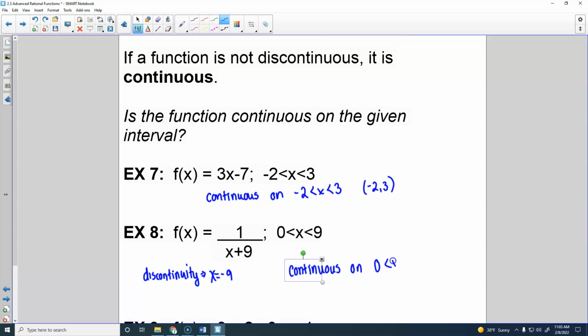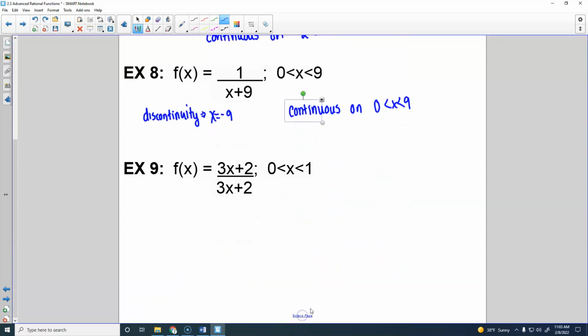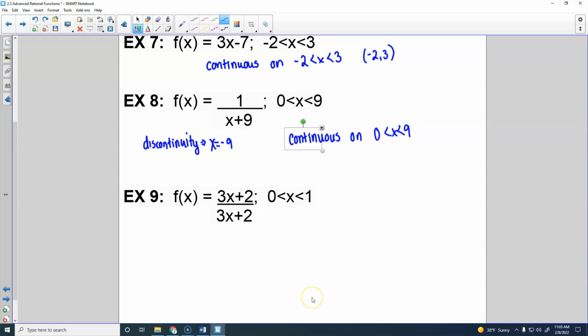on 0 less than x less than 9. So, it's continuous everywhere there. Okay, now, here, if I've got 3x plus 2 over 3x plus 2, those would cancel out. But remember, even if they cancel, it still causes a hole in the graph, which is still a discontinuity. So I'm going to take that denominator and set it equal to 0. So that'll be 3x equals -2 when I move the 2 over to the other side. I'll divide by 3. And so x will equal -2/3.